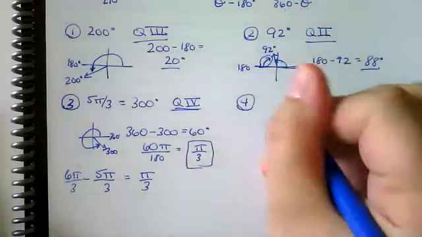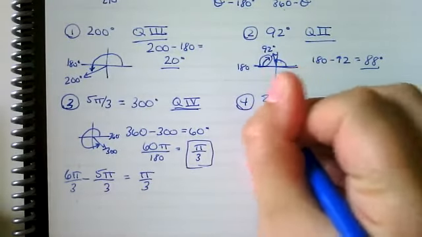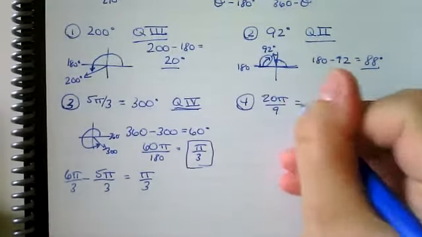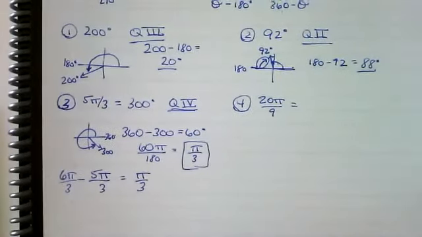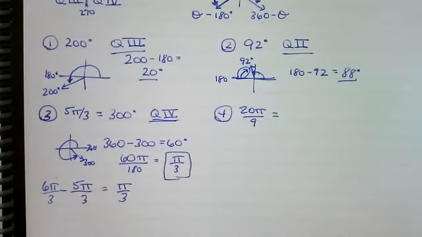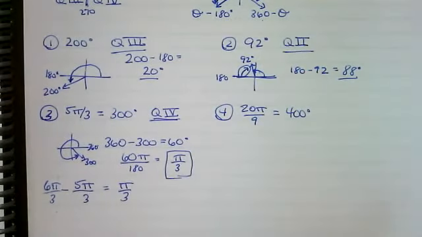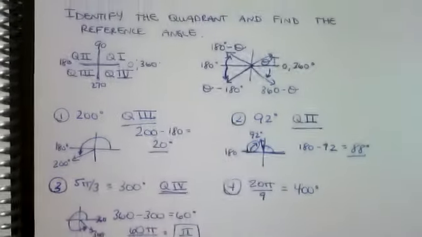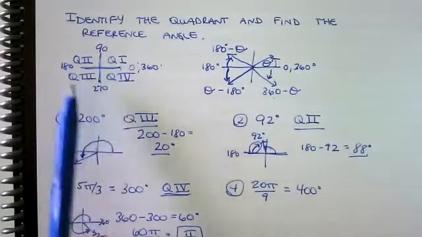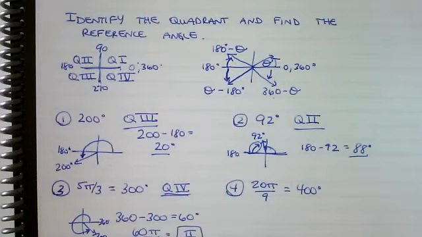So next one we're going to do is 20 pi over 9. So again, convert first, multiply it by 180 over pi, so that the pi's cancel out. So 20 times 180 and then divide it by 9, I get 400. Okay, so this number is actually not between 0 and 360, right? So I don't know necessarily what quadrant it falls in.